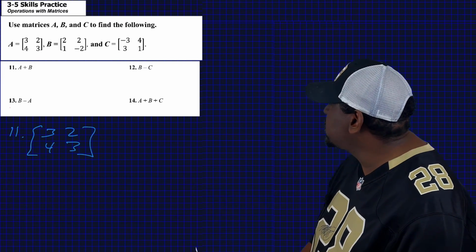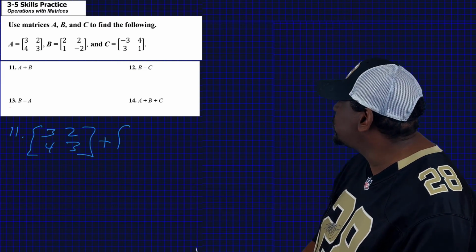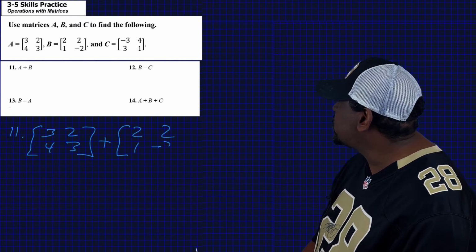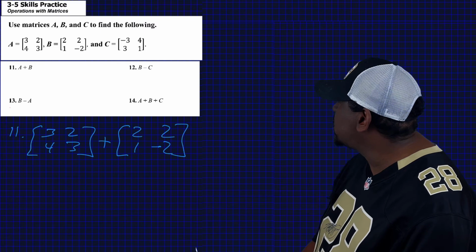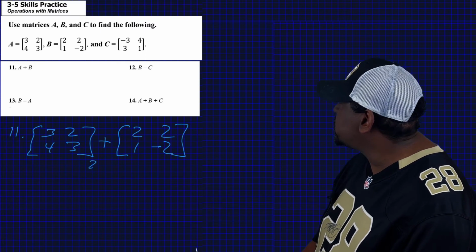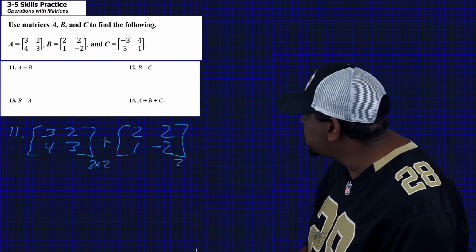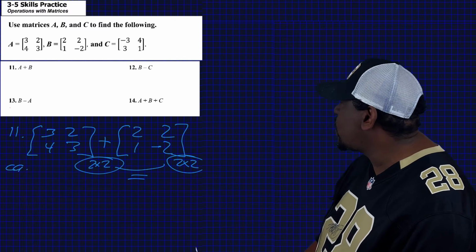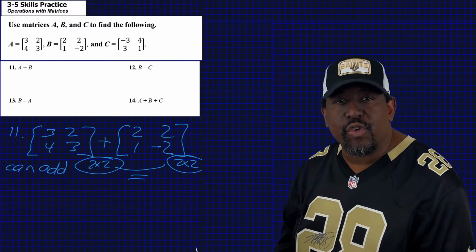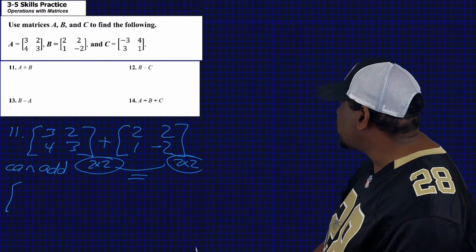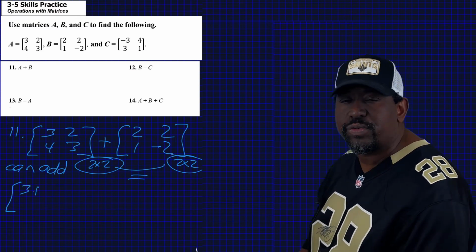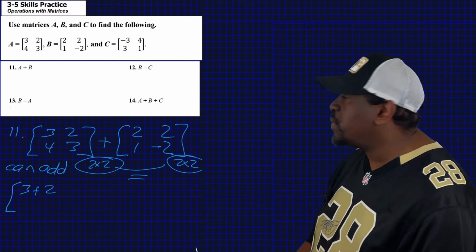So we write the A matrix, which is 3, 2, 4, 3. You write the B matrix, which is 2, 2, and 1, negative 2. And we're going to add them. So in order to add them, we have to check the dimensions. First matrix, A is 2 by 2, B is 2 by 2, so we know they're equal. And now we're going to add their corresponding entries to get our final answer for A plus B, which we've been doing.